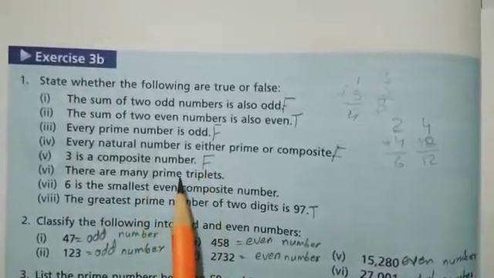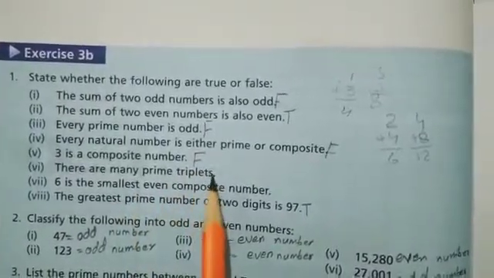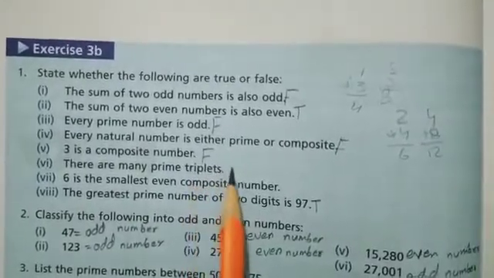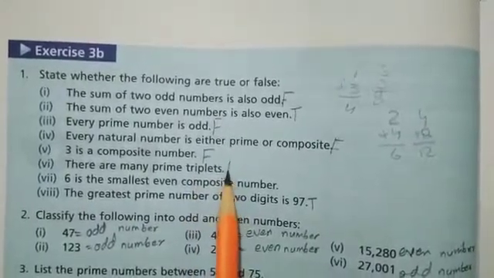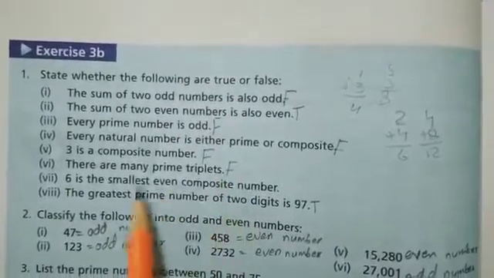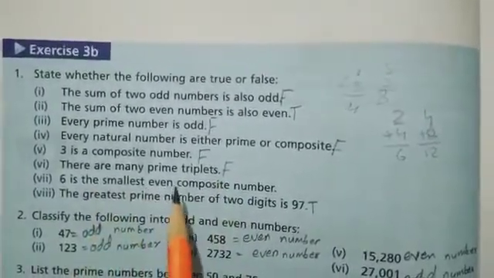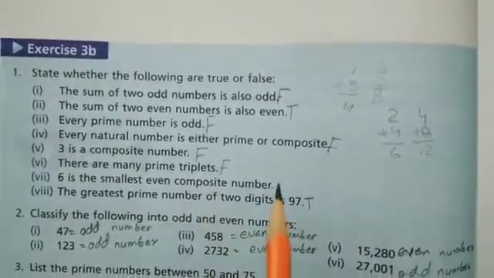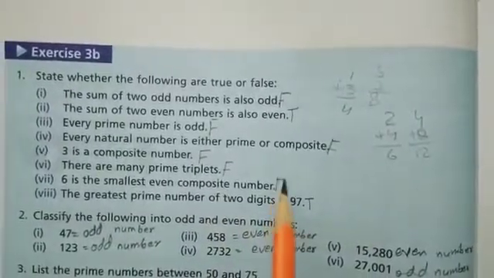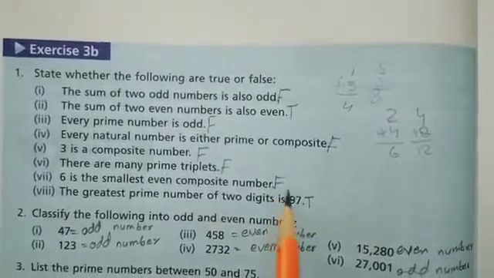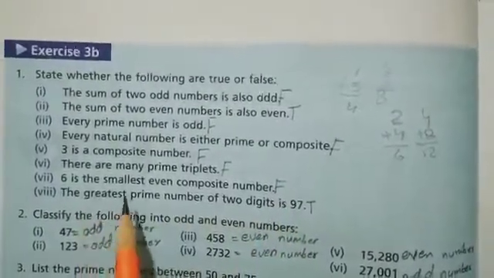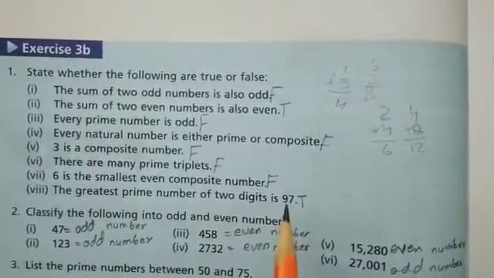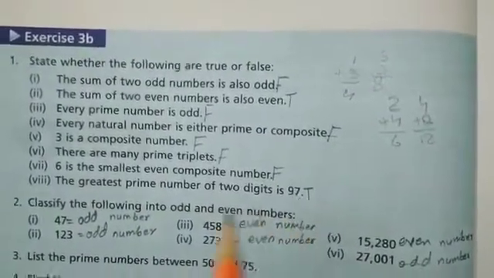There are many prime triples. No. Students, on the previous page we also learned triple prime. Only one example, 3, 5 and 7. It means this statement is false. 6 is the smallest even composite number. False. The smallest even composite number is 4, and 6 is a greater number. It means this statement is also false. The greatest prime number of two digits is 97. Yes, it is true. So we write here true.